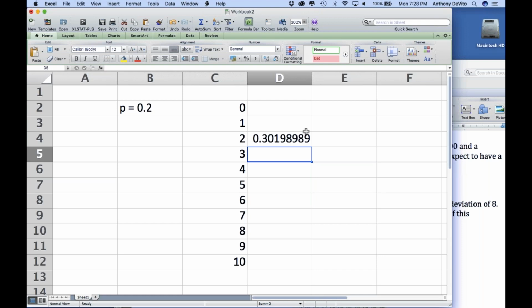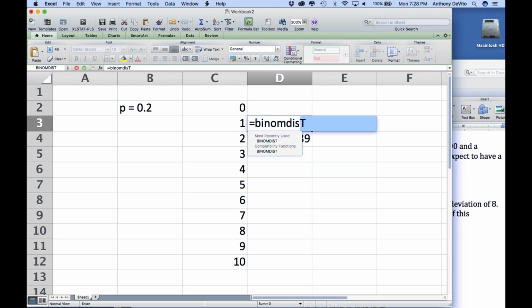How about 1? What's the probability that I would get 1 person that's left-handed? That's going to be binom dist, parentheses. And this time the number of successes is going to be 1, comma, trials 10, 0.2, comma, and false.